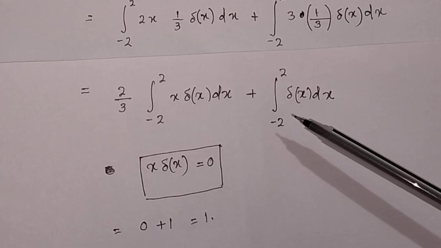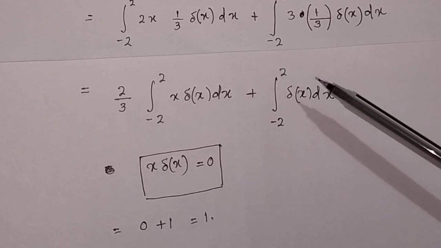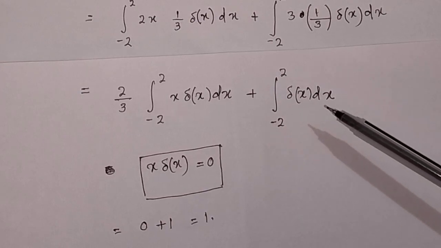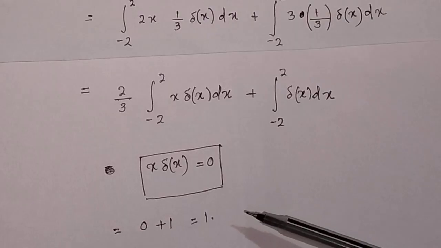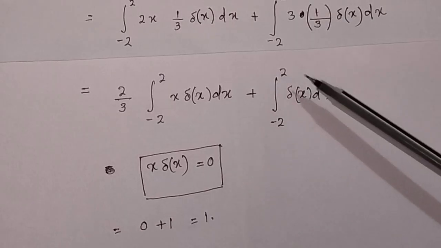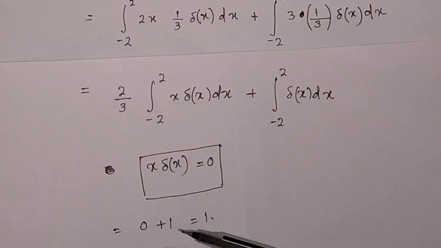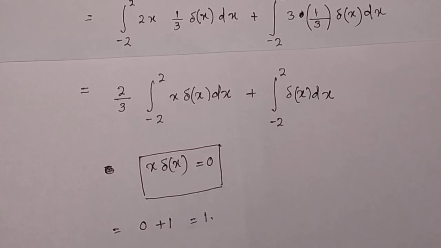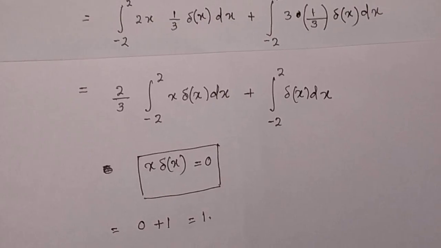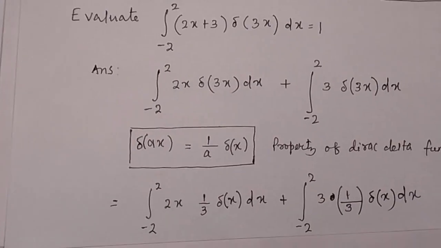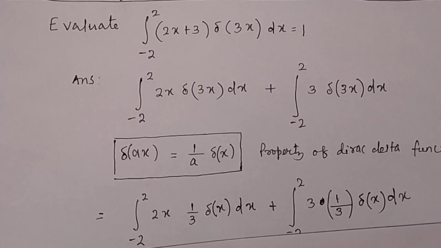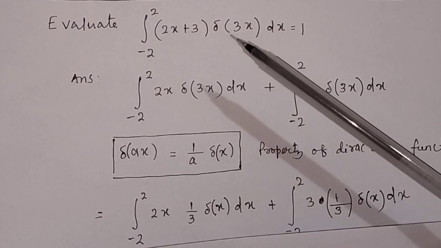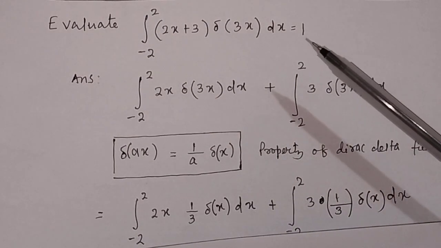And this is the definition of the Dirac delta function: the integration from -infinity to +infinity of delta(x) dx will be equal to 1. That is the area of the Dirac delta function, and it is equal to 1. So the value will be equal to 1. In this way you can evaluate the integral from -2 to +2 of (2x + 3) delta(3x) dx, which is equal to 1.